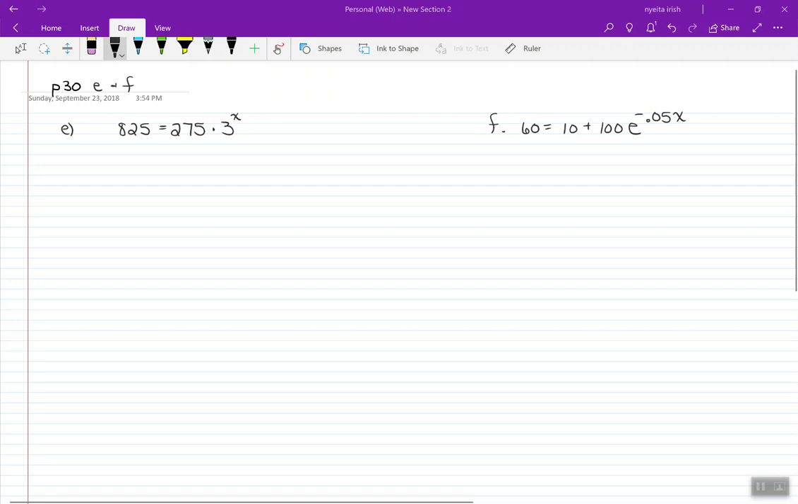The last two problems on page 30 of your note packet are solving exponential equations. So for part E, you have this equation, and notice your exponential is over here. We're trying to solve for x. So we want to get rid of the 275 first, and it's hooked by multiplication. So again, to undo multiplication, we do division to both sides. And if you do the division, 825 divided by 275 comes up to the number 3.